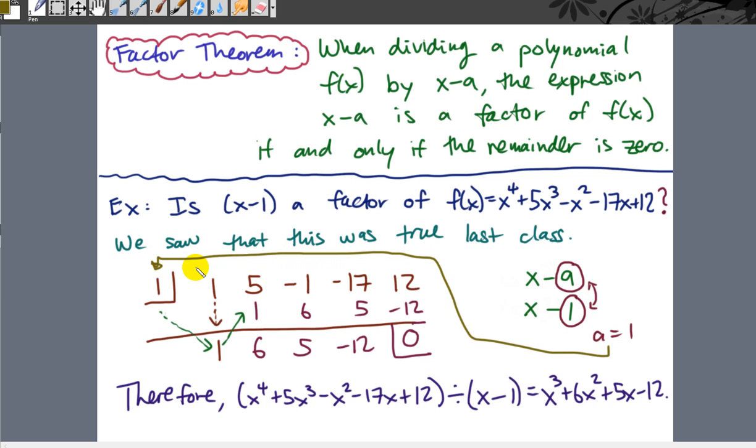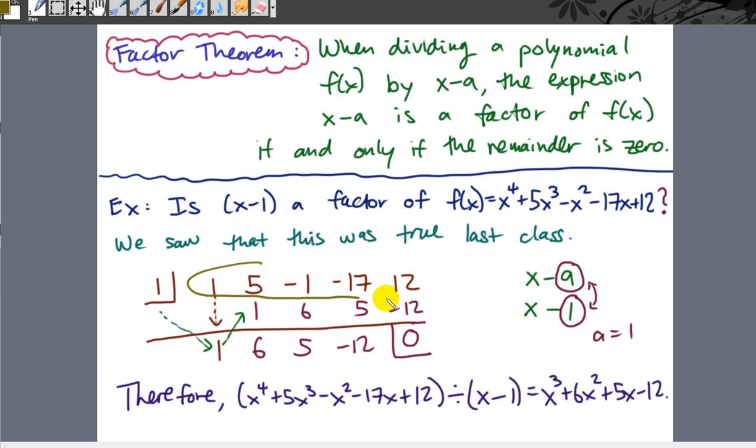Now, some of you might be wondering how we got this up here. The way we got that is we look at our leading coefficients: 1, 5, negative 1, negative 17, 12. We write all those coefficients here, and then we perform the synthetic division. Look at the arrows to see how that's done, and what we get is a remainder of 0. So this expression is a factor of that expression only if the remainder is 0.